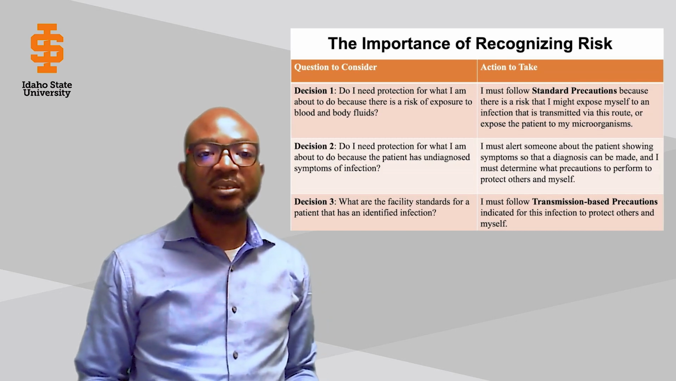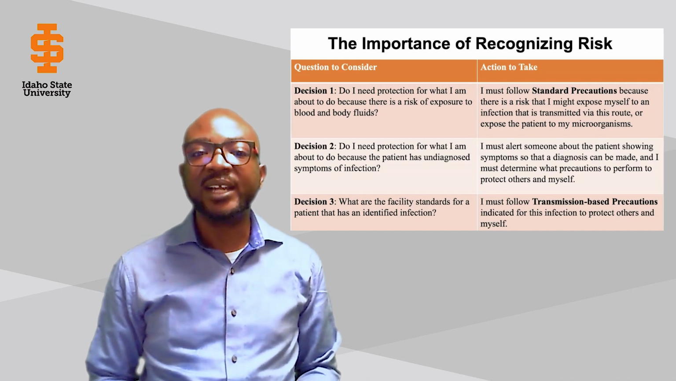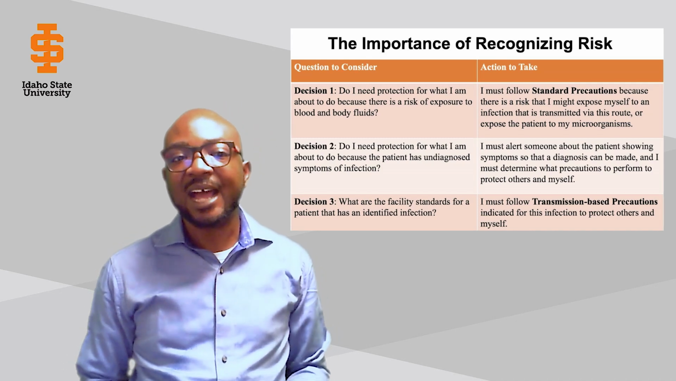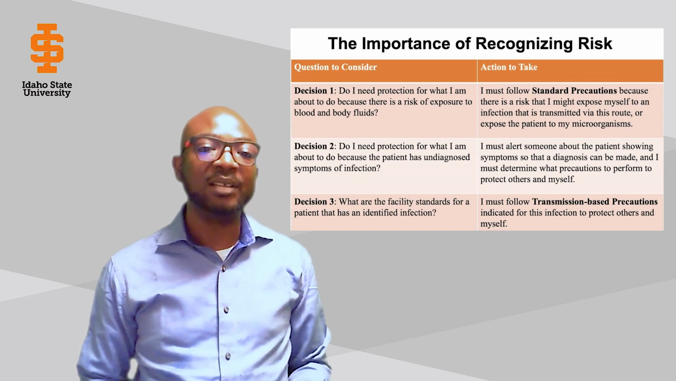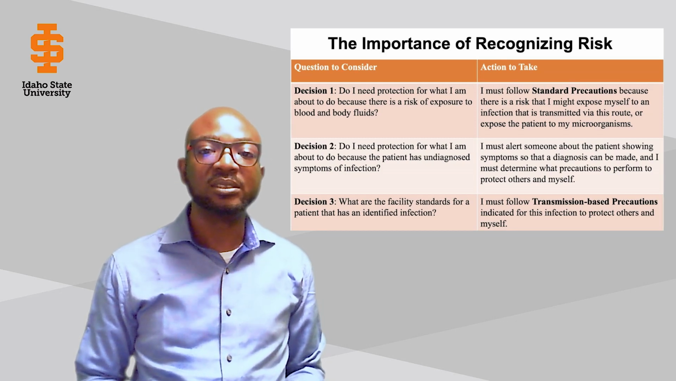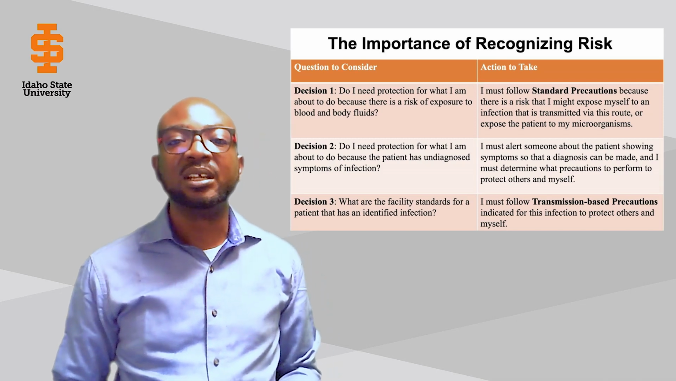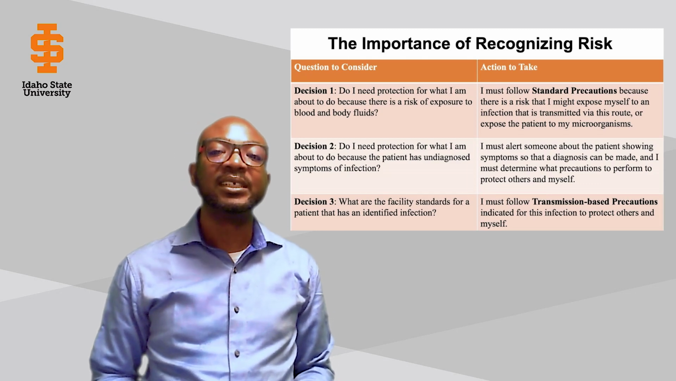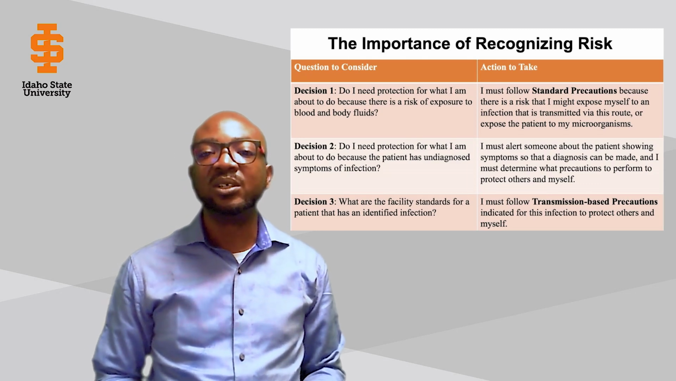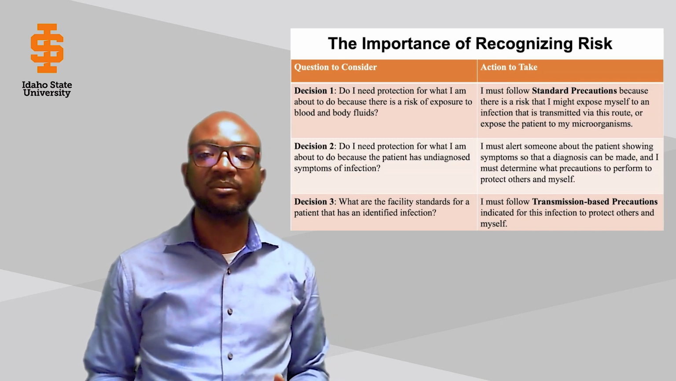For example, we have decision one. The healthcare provider can ask, do I need protection for what I am about to do because there is risk of exposure to blood and body fluids or mucus? And then the action to take is, I must follow standard precautions because there is a risk that I might expose myself to an infection that is transmitted via this route or expose the patient to microorganisms.